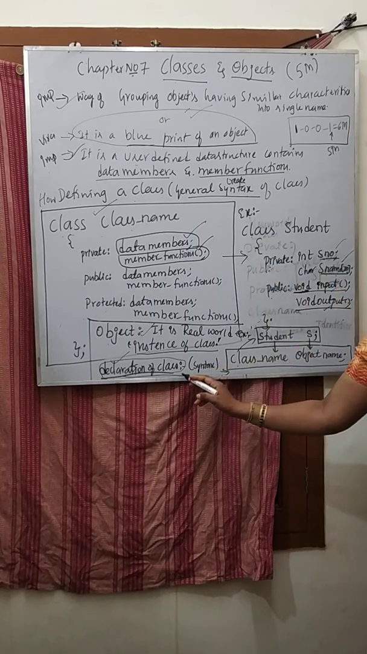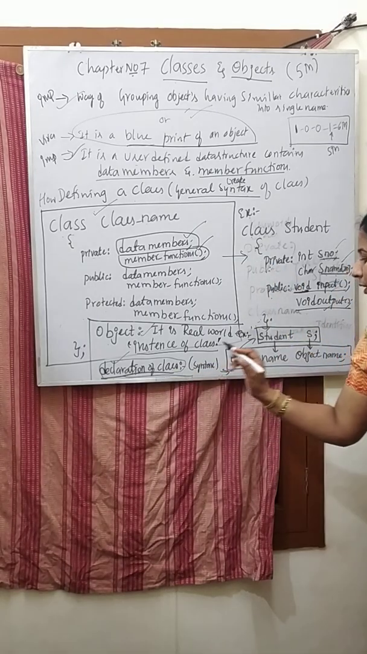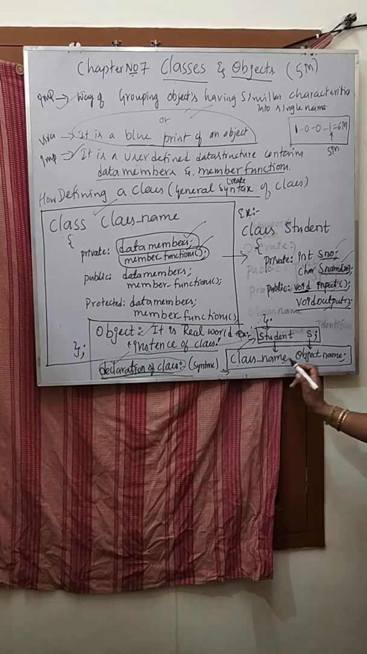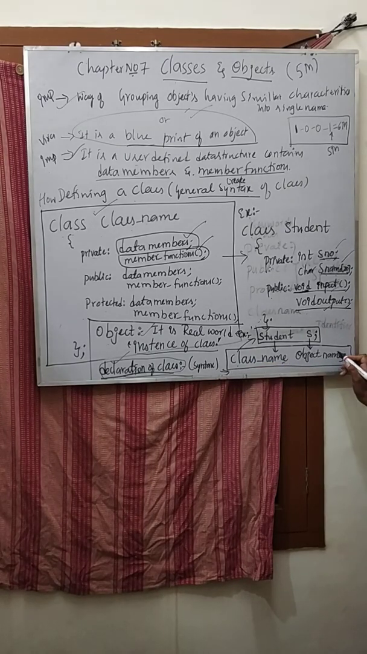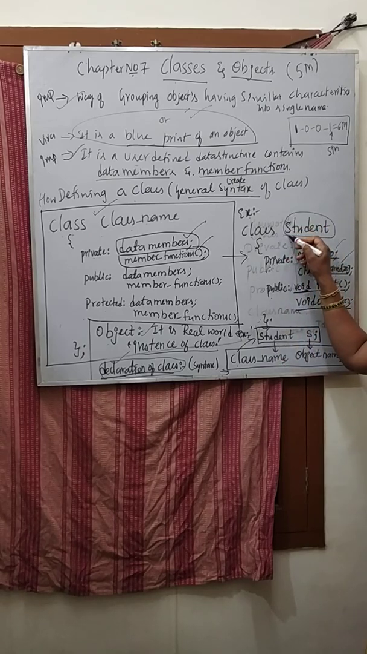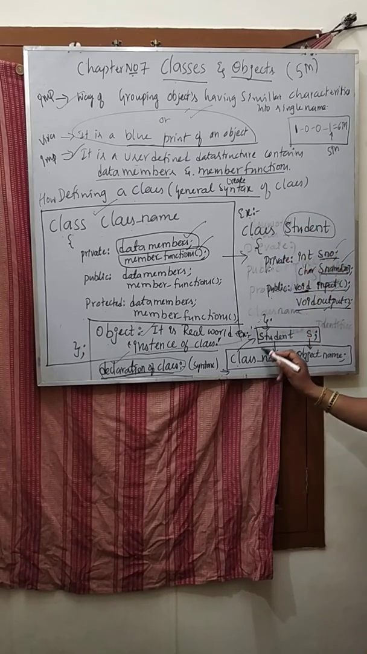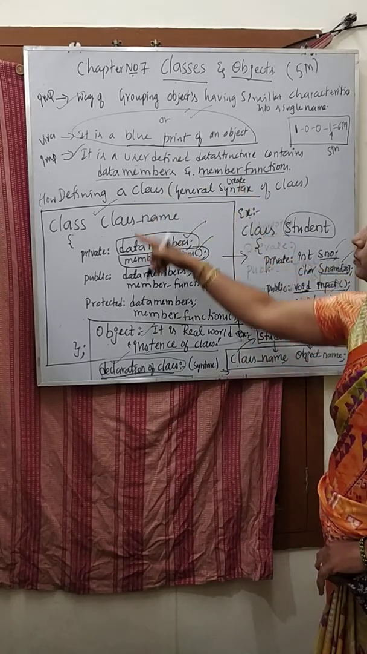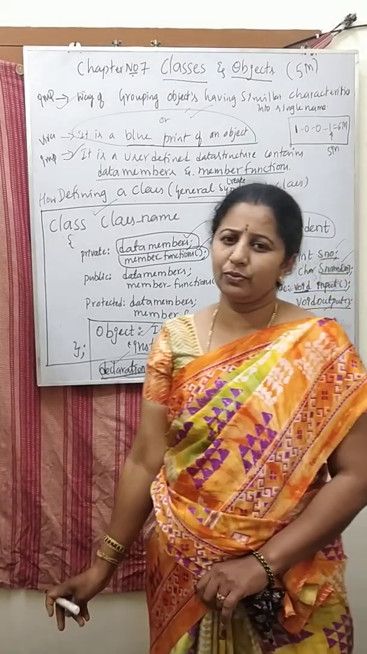And what is the syntax or declaration of the object? Class name, object name. What is the class name we have used for the example? Student. Student is the class name. S is the object name. If you write this much, you will get 5 marks.